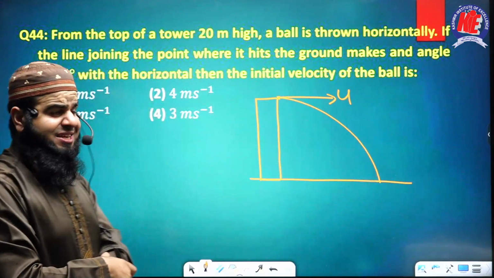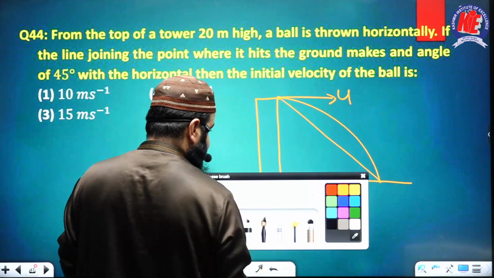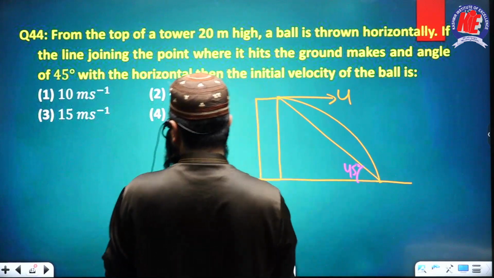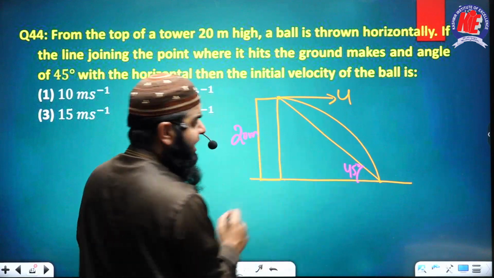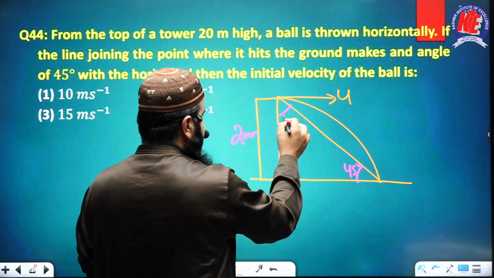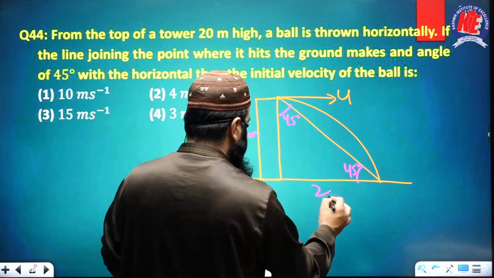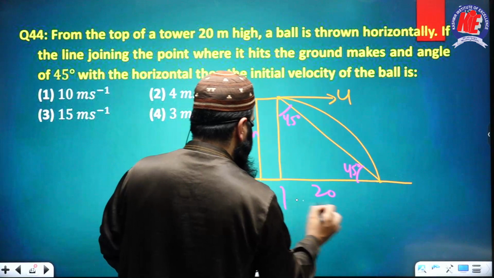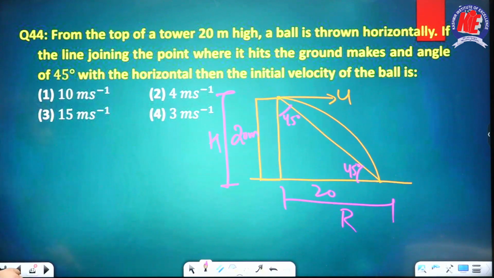Now the question says the line joining the point of projection and the point of landing, that is making an angle of 45. The height is given, if I'm not wrong, yes, that's 20 meter. अगर ये angle 45 है तो ये angle भी 45 होगा. तो based on that, it will be the right isosceles triangle, so this will be also the 20. So it's a case when the height is same as the range. What's the target? The target is the initial velocity. I hope it is clear.